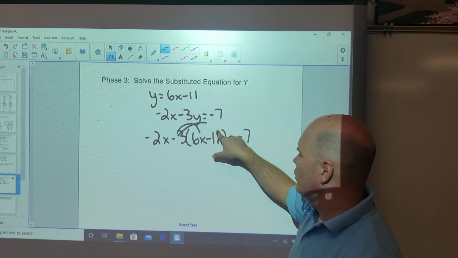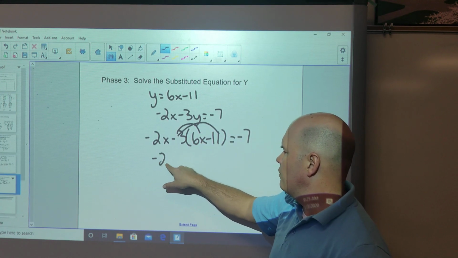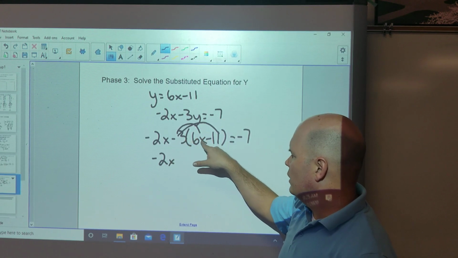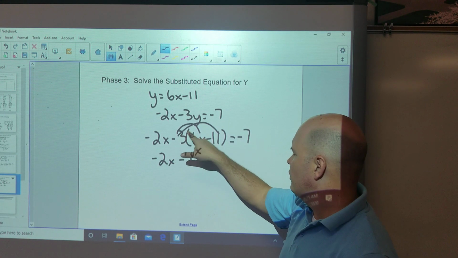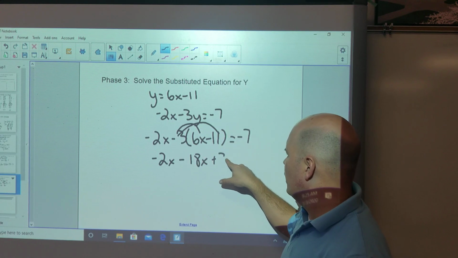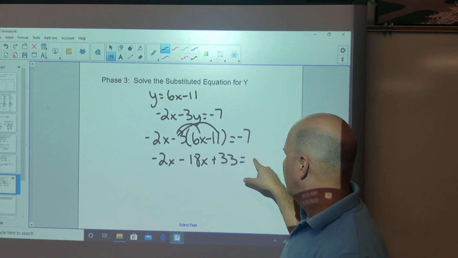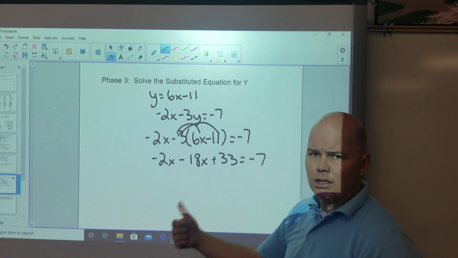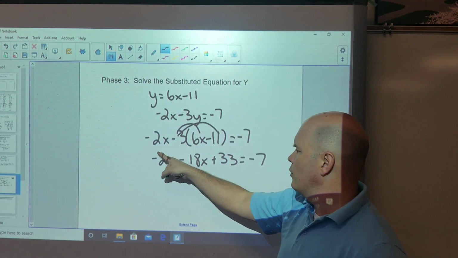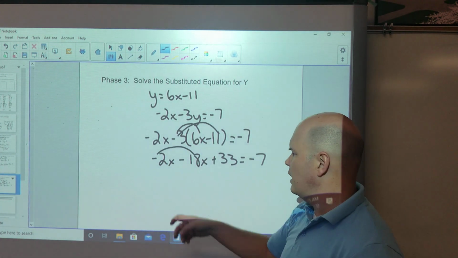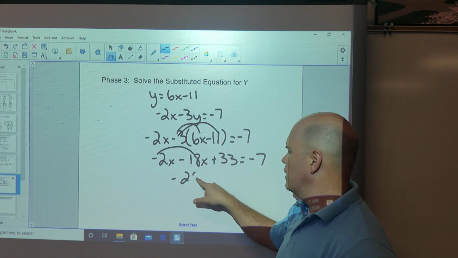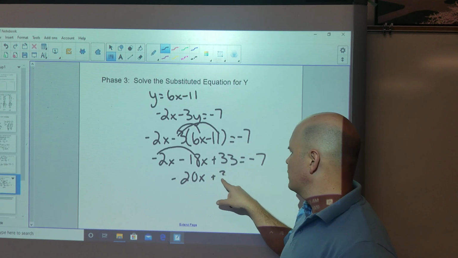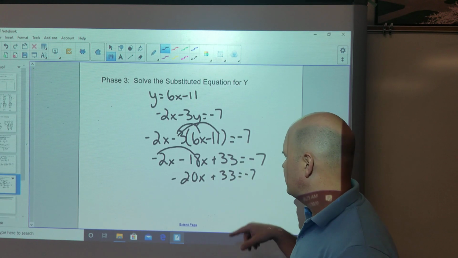We're going to distribute across the parentheses. So now I have negative 2x, negative 3 times 6 is negative 18x, and negative 3 times negative 11 is a positive 33. And all that equals negative 7. So I just got done distributing. Now I'm going to combine all like terms on that side. My x's are like terms, so negative 2 minus 18 is negative 20x plus 33 equals negative 7.